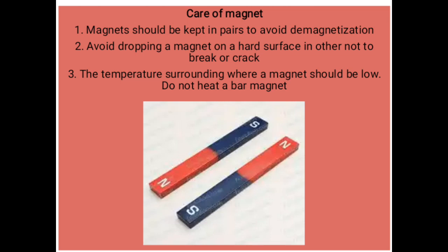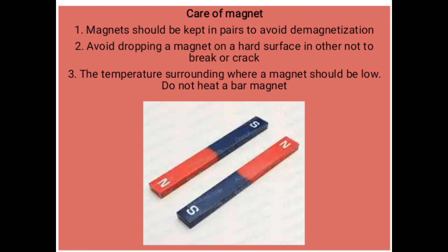Now, how do we care for magnets? How do we care for magnets? Magnets should be kept in pairs. Yes, very important. Magnets should be kept in pairs to avoid what? Demagnetization. If you leave just one of the magnets alone in its box, say for a month, it will no longer attract anything again. It must be in pairs. That is number one way you can care for a magnet. Leave them in pairs to avoid what? Demagnetization.